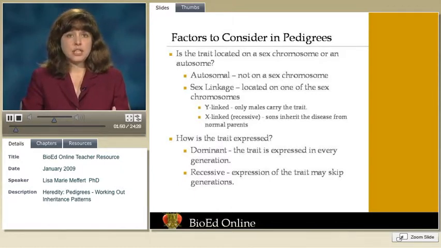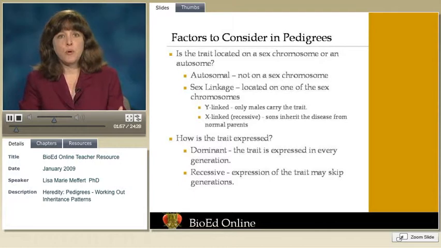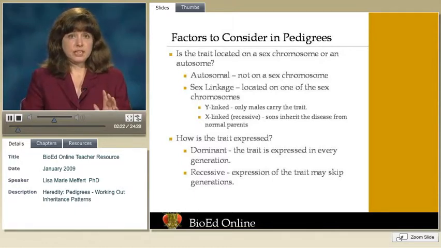Is the gene located on the Y chromosome? Remember that, at least in humans, males are determined by having one X chromosome and one Y chromosome. So if you find that a trait is only expressed in males, then you can really suspect that the gene is located on the Y chromosome. Is it X-linked? Is the gene located on the X chromosome? And usually we talk about X-linked recessive alleles. And the common pattern you'll find is that sons will inherit a disease trait, let's say, from normal parents. And we'll go through that in a lot of detail at the end.